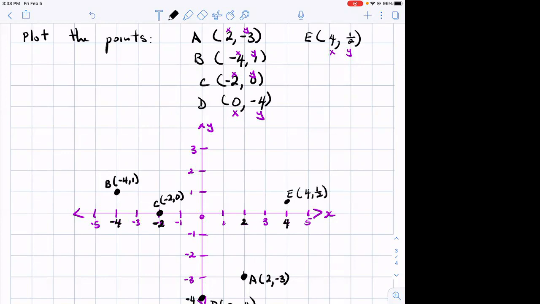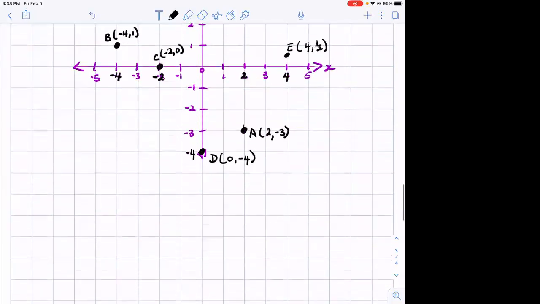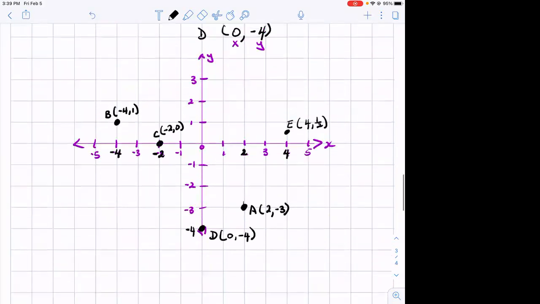And sometimes we will have fraction values to plot. Okay, so fraction values will be a good guess, a fair guess as to where those points are, because you may say, oh, it's a little bit down from the middle or a little bit up from the middle. So we're just looking at a very good estimate.